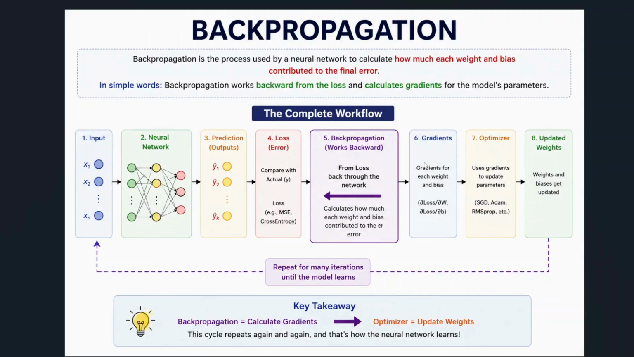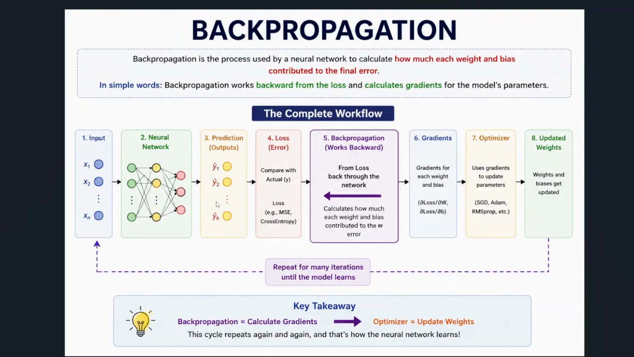Now, sixth is your gradients. So, gradients for each weight and bias. That is, what should be the weight and what should be the bias for each input? Next is your optimizer. It uses gradients to update the parameters, like I have already explained SGD, Adam, RMSprop in a previous video. Eighth, we get our updated weights. Weights and biases get updated to make the model better. This gets repeated for many iterations until the model learns.